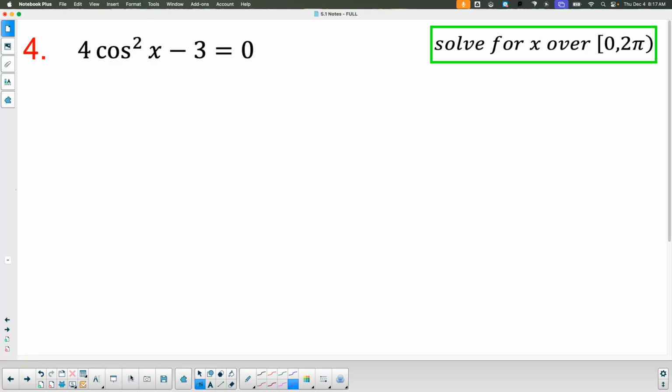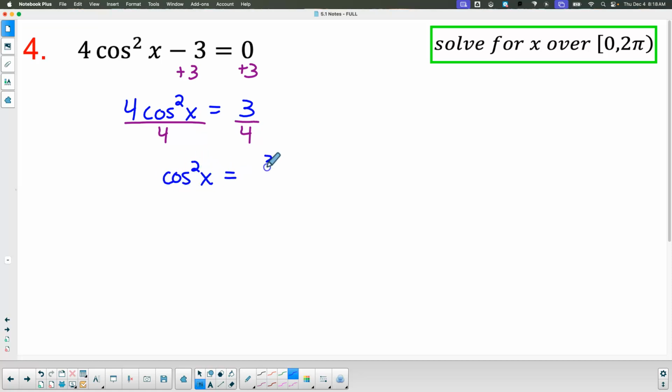What'd you do first? Move the 3 over. Okay. Then that left you with 4 cosine squared of x equals 3. Then? No, not yet. Divide by 4 first. That gives you cosine squared of x equals 3/4.